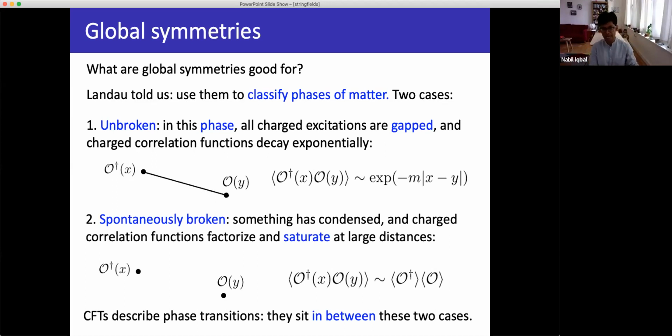The other thing that can happen is the symmetry can be spontaneously broken. In that case, the idea is that the particles that you're counting with the symmetry have condensed, right? And then what it means operationally is charge correlation functions factorize. In other words, if you compute O dagger O now, you try to separate these insertion points by a large distance, what's happening is that O dagger O will eventually factorize into a product of an O dagger and an O, but each of these has a non-zero VEV, which means this thing doesn't vanish. Instead, this correlation function saturates at a large distance and becomes independent of the insertion points.